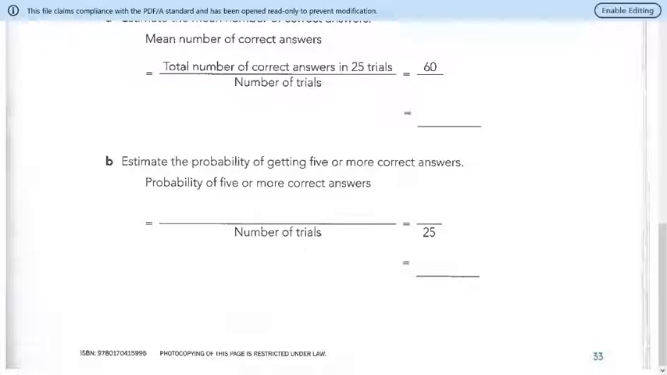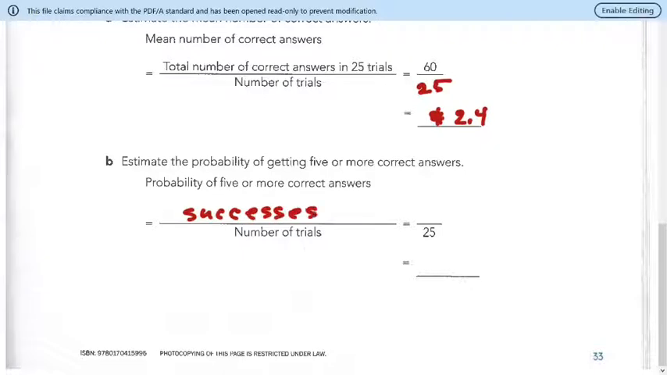Okay, hold on. Stop talking for a minute. Okay, everybody listen. So, the number of correct answers in 25 trials, that was 60. Over the number of trials, how many trials were there? 25. Which gave us what? 2.4. That's the mean.